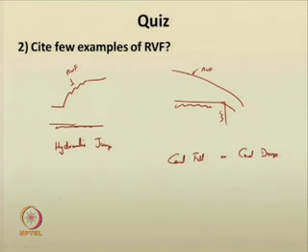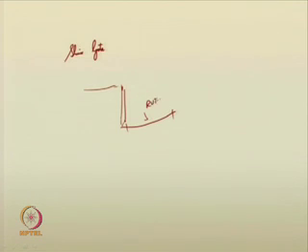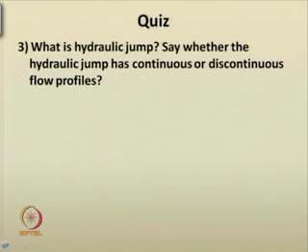We also suggested the sluice gate. Under the sluice gate the flow profile rapidly changes, so this stretch is also a rapidly varying flow profile. Okay. So, there are various examples you can quote, and you can write other examples also if you are aware of them. Our third question, what is meant by hydraulic jump? Say whether the hydraulic jump has a continuous or discontinuous flow profile.